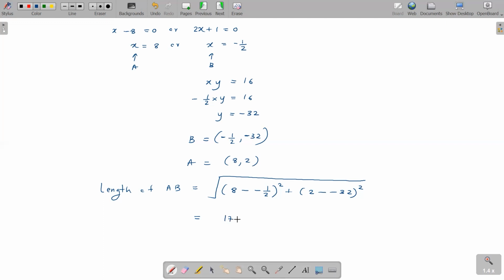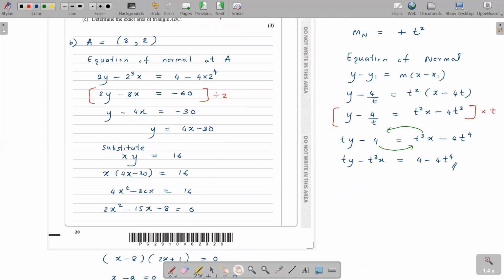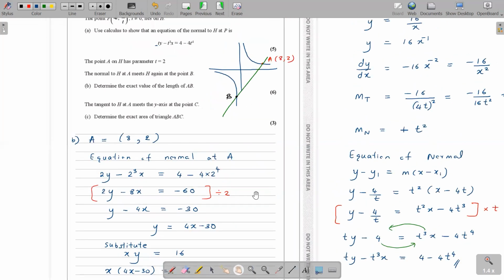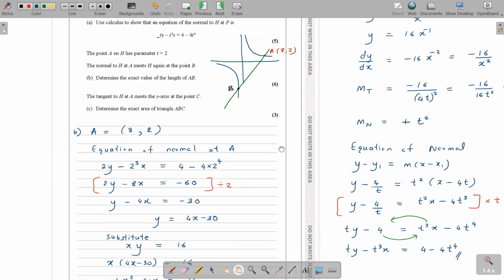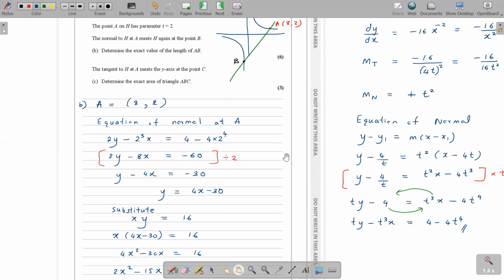Do they ask you for an exact answer? Determine the exact value of the length AB. Yeah, so we have the exact length, 17 root 17 over 2. Is this clear?